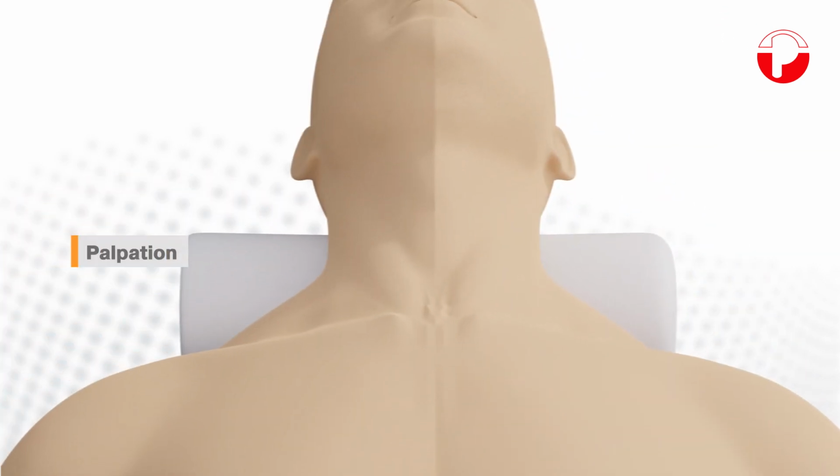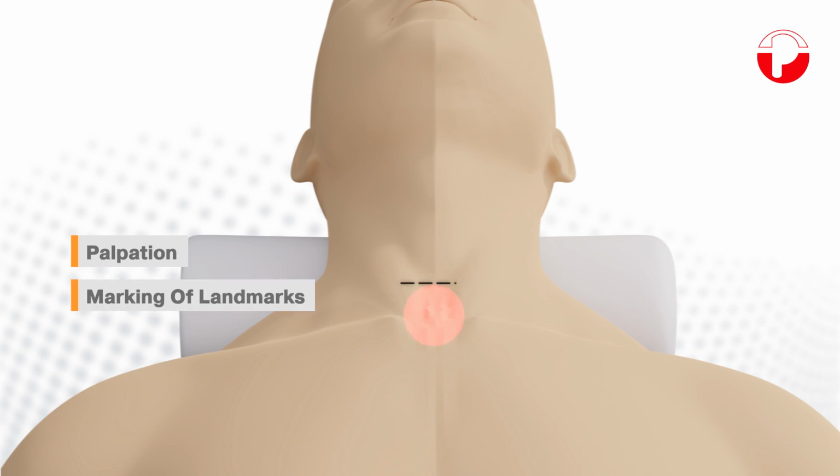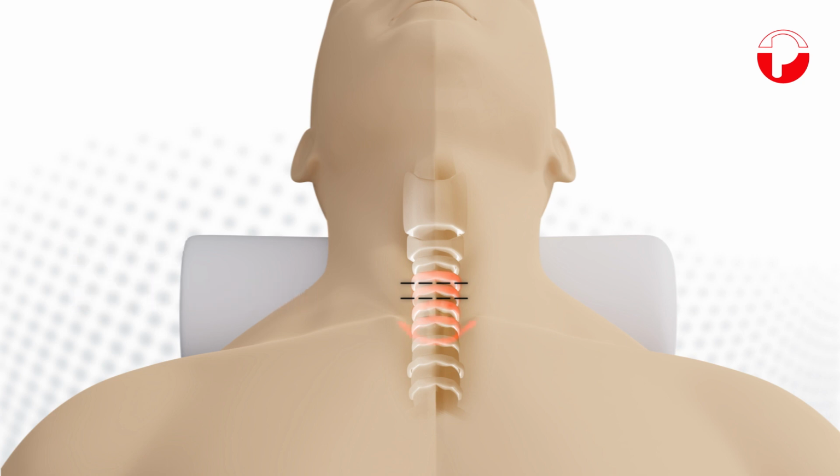After palpation of the thyroid cartilage, markings for the incision area are recorded based on anatomical landmarks, the tracheal rings and the jugulum, to improve orientation. The patient is typically punctured between the second and third or the third and fourth tracheal ring.